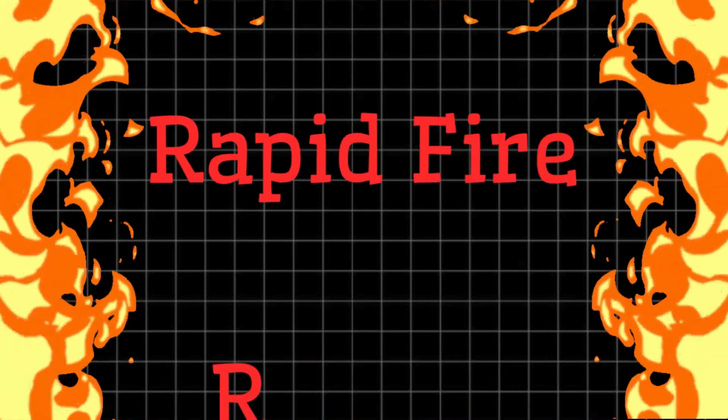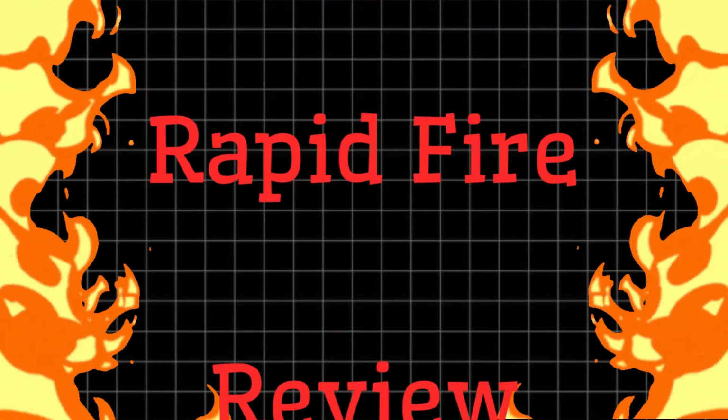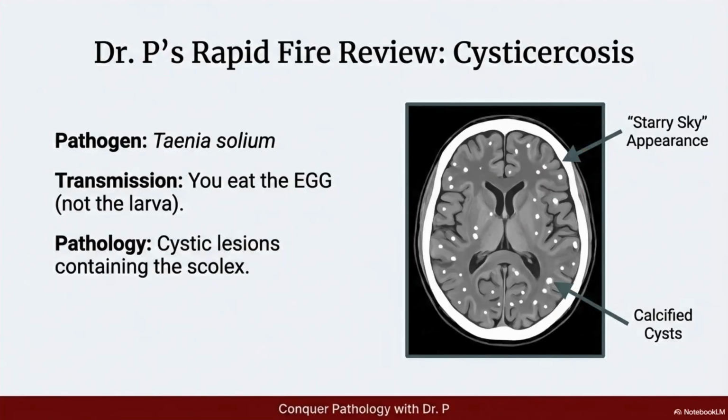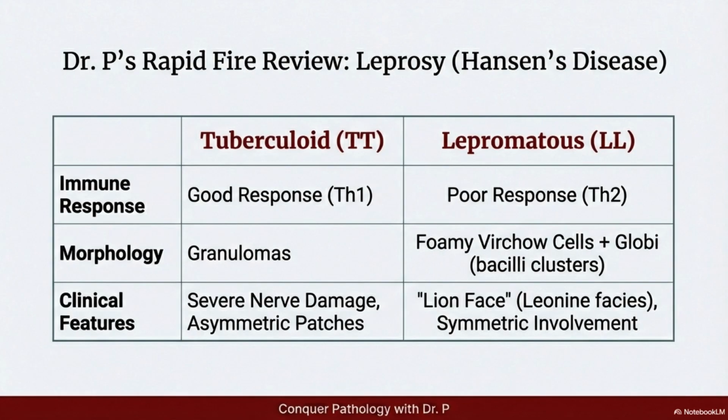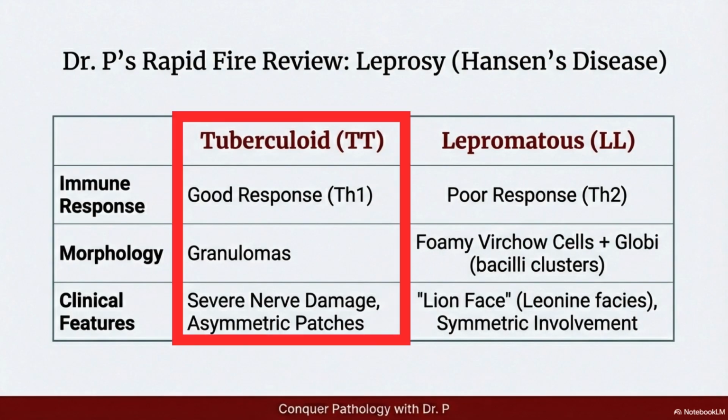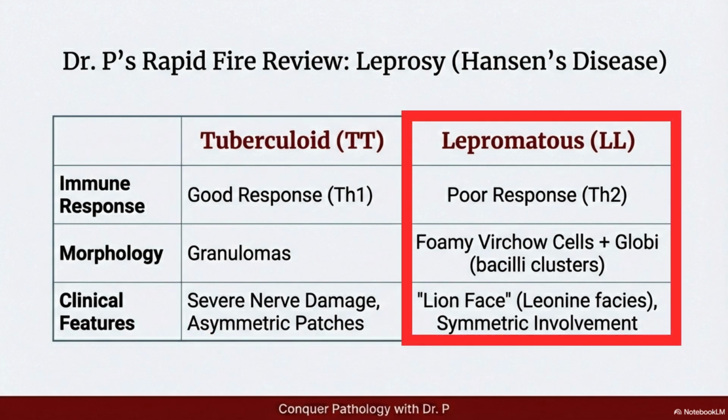Before we finish, let's do a rapid fire review of the previous topics to lock this chapter in. Cysticercosis, the pathogen is Taenia solium. You eat the egg, not the larva. Pathologically, you see cystic lesions with a scolex, and radiologically, you see starry sky appearance, the calcified cysts. Leprosy or Hansen's disease. Tuberculoid leprosy, you have good immunity, you see granulomas, severe nerve damage. Lepromatous, you have poor immunity, you see foamy Virchow cells plus globi, you see lion face.